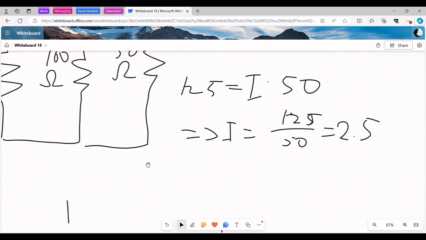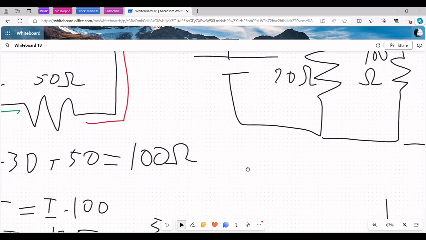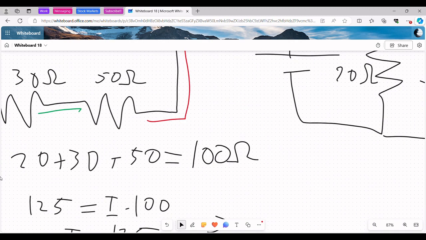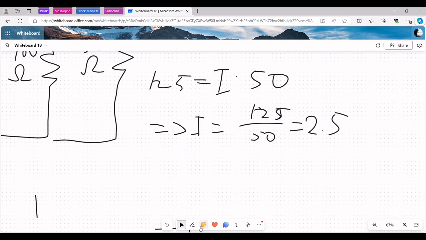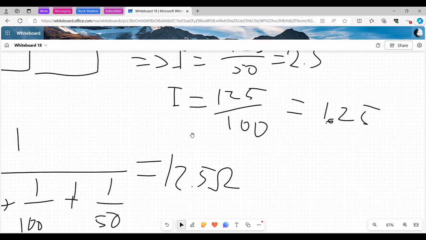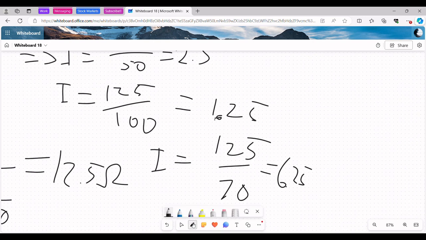All right, so I'll let you guys try to figure out the other ones, just 20 and 100 ohms. Oh, whoops. I was supposed to find the total current going through the battery first, but that's fine. We can do this first. So working through these on your own, you should have gotten I equals 125 divided by 100, which equals 1.25. And then you should have gotten I equals 125 over 20, which equals 6.25.